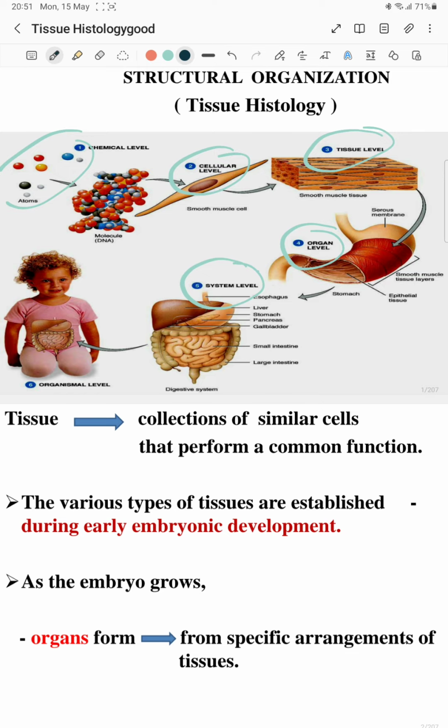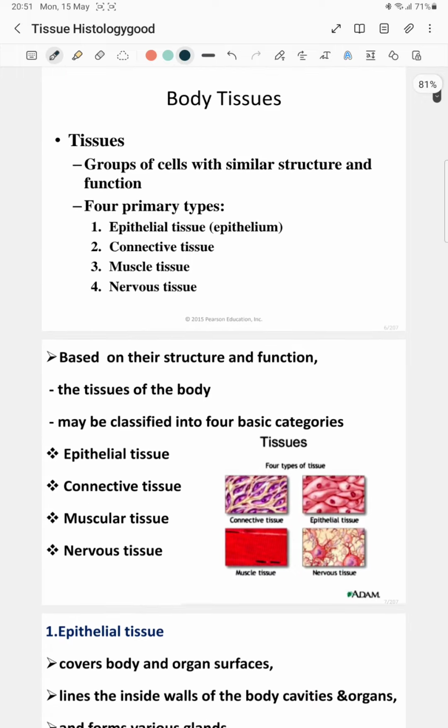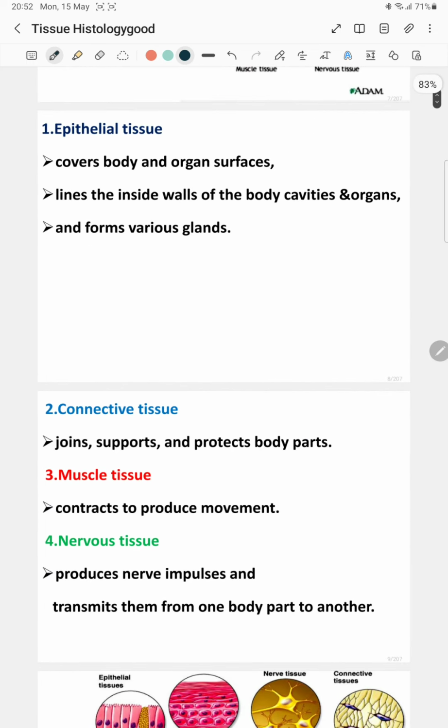Alright, these are not so important. We'll go directly into the different types of tissues that we have. So what are the different primary types of tissues we have? First one is epithelial tissue, second one is connective tissue, third one is muscle tissue, and the fourth one is nervous tissue.